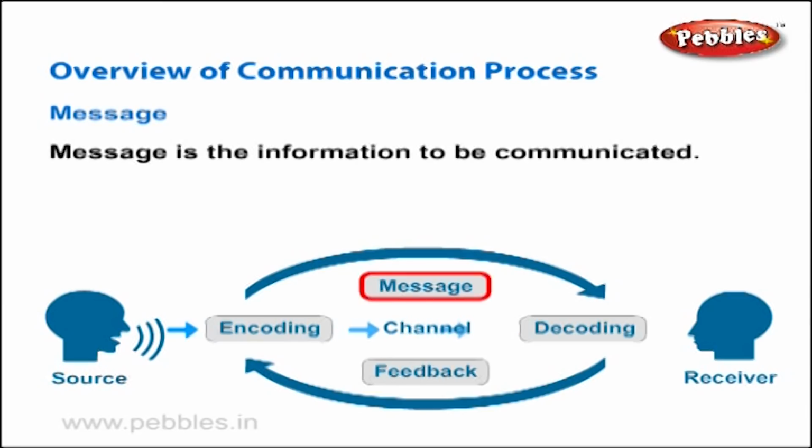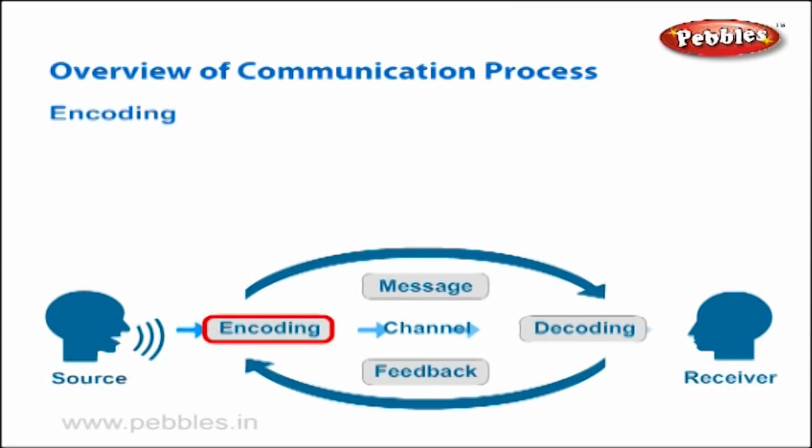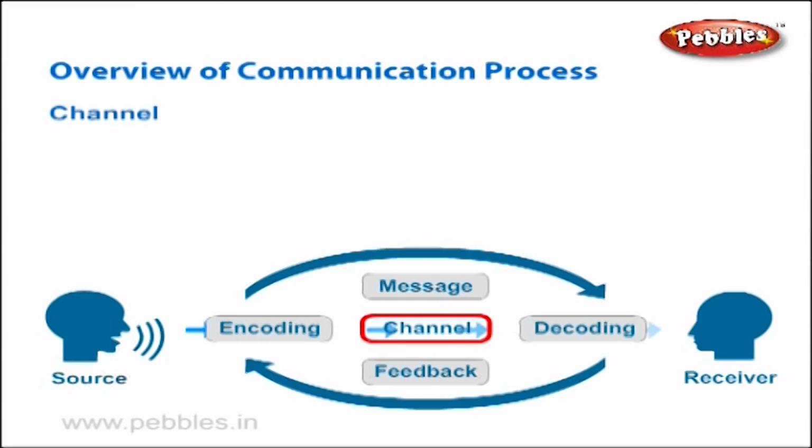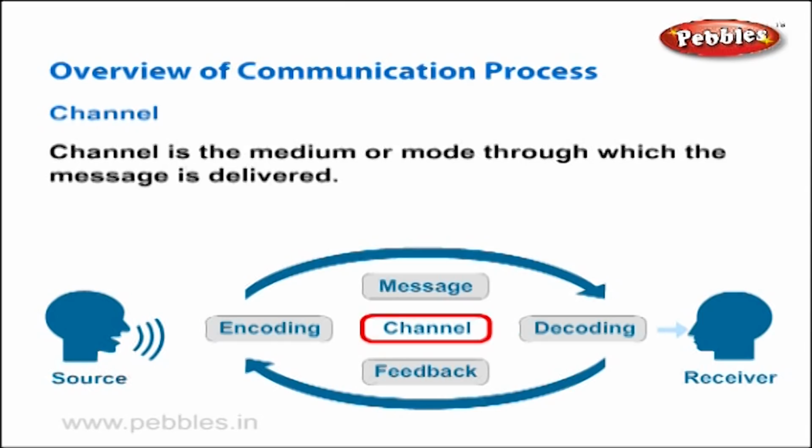Message. Message is the information to be communicated. Encoding. Encoding is the process of transferring the information into a communicable form. This has to be done as clearly and simply as possible. Channel. Channel is the medium or mode through which the message is delivered.